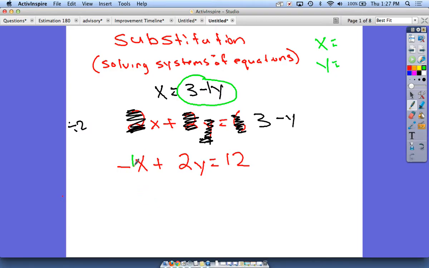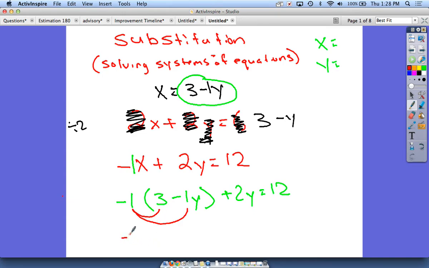I'm going to put this 1 here because it's really negative 1x, so I'm going to do negative 1 times (3 minus 1y), plus 2y equals 12. Now I'm going to have to simplify this down, so I just end up having y equals something. So this would be the distributive property. Negative 1 times 3 is negative 3. Negative 1 times negative 1 would just be positive 1. So it's negative 3 plus 1y plus 2y equals 12.